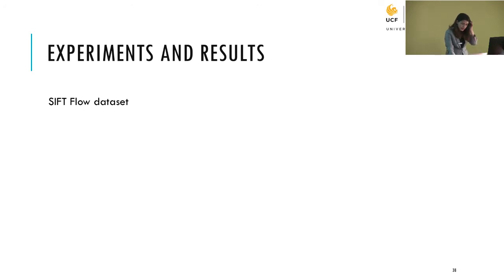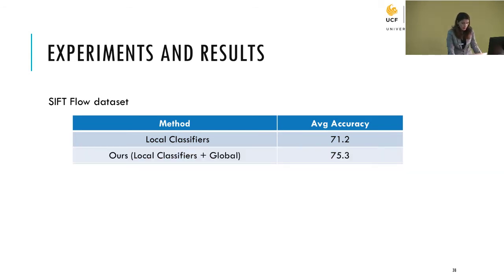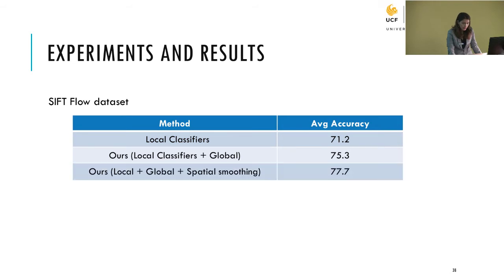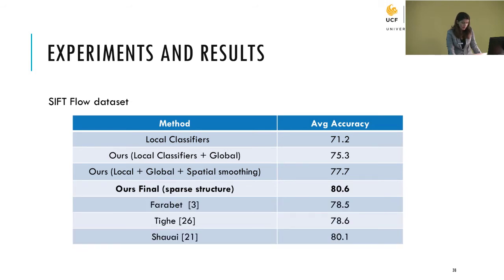So when we use this method, if you just use the local classifier, we get 71% accuracy. Using the global information, we can improve it. And again, with spatial smoothing, you can improve a little bit more. And finally, using the sparse structure, we can get about 9% accuracy improvement over the local classifier. And these are the methods that we compare with.